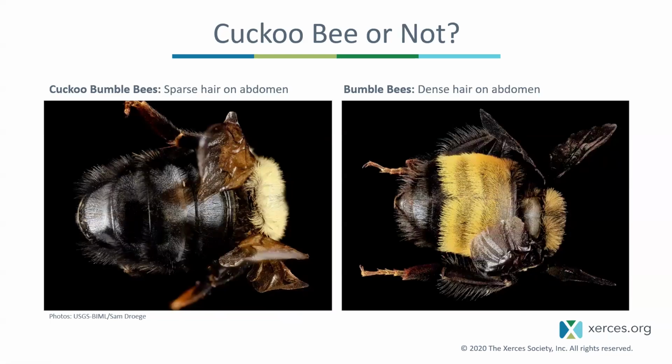The second thing to look out for when differentiating cuckoo bumblebees from non-cuckoo bumblebees is the sparseness of the hair on their bodies. So cuckoo bumblebees tend to have sparser hair on their abdomens. If you look at this photo here, you can see right down to the cuticle underneath the hairs. Like it almost looks like this bee is balding because the hairs are so sparse. In contrast, for non-cuckoo bumblebees, their hairs are going to be much denser. You can't really see down to the cuticle underneath the hairs for this bee. That's pretty typical for non-cuckoos.